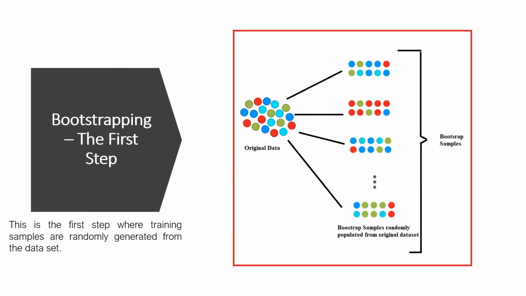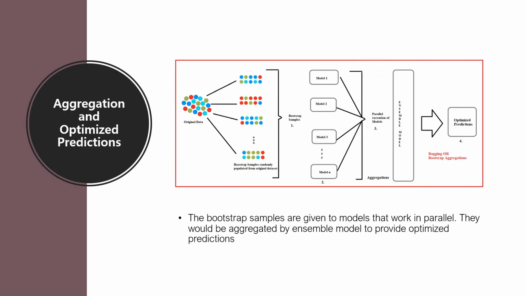The first step is where the training samples are randomly generated from the dataset. You can see the picture that I have presented. We have the original data, and the bootstrapped samples are randomly populated from the original dataset and then sent further. The complete picture is presented here for your perusal. The bootstrap samples are given to the models that work in parallel: model 1, 2, 3, and so on up to model n. They get aggregated by the ensemble model to provide optimized predictions.